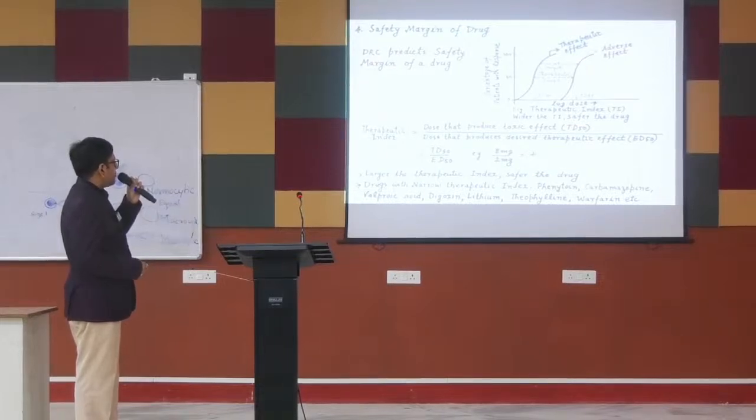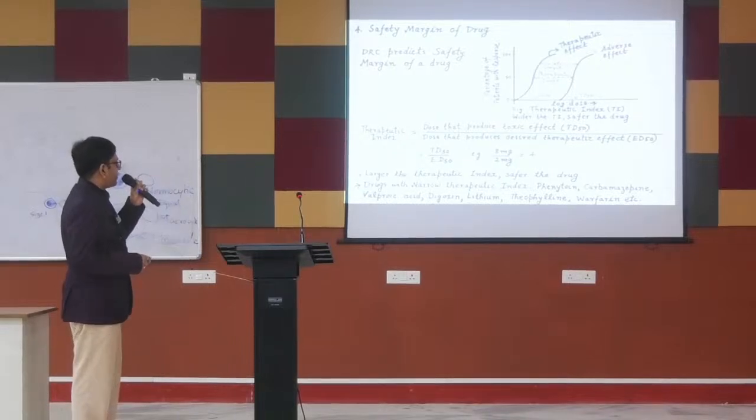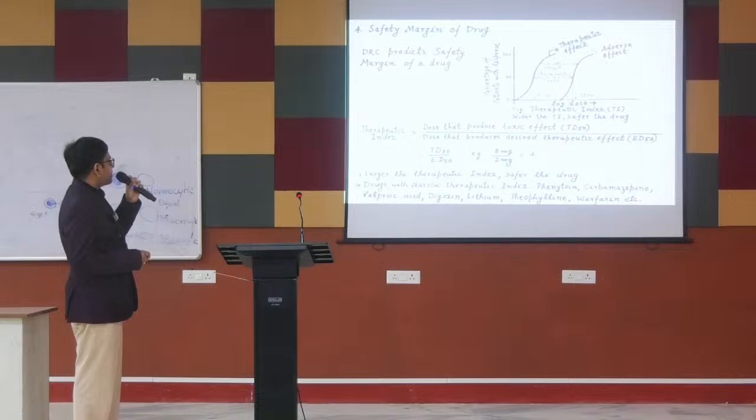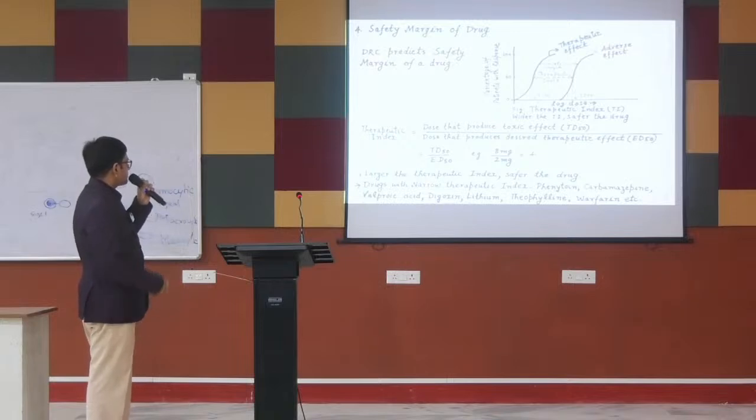So from this curve, this is called TD50. This is 50%, this is the dose that produces adverse effect in 50% of patients. Here we have plotted percentage of patients showing therapeutic effect and percentage of patients showing adverse effect with the corresponding doses. So the dose that is producing therapeutic effect in 50% of patients, and this is the dose that is producing adverse effect in 50% of patients or toxic effect in 50% of patients.